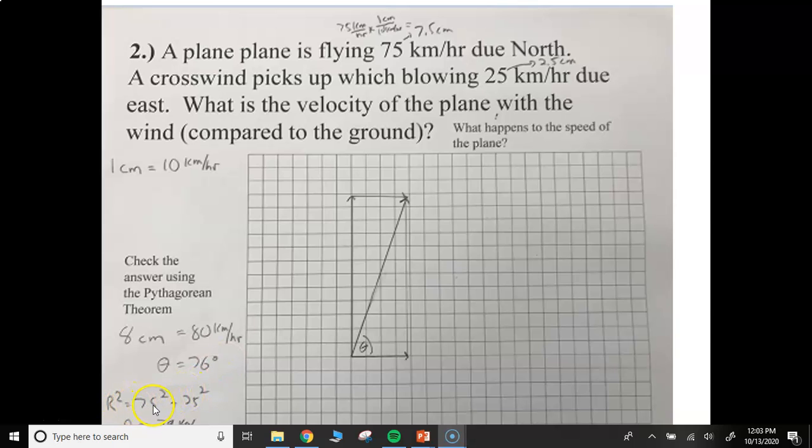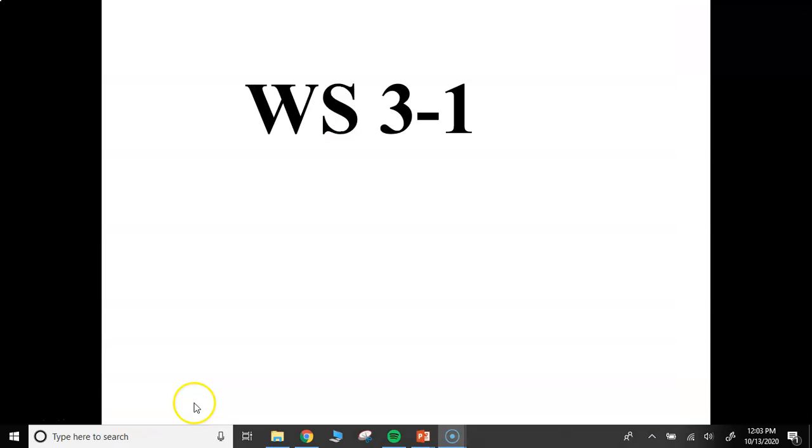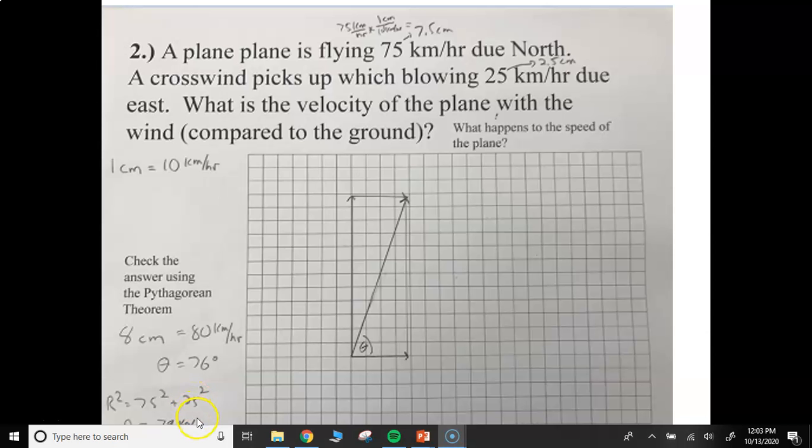And then compare that to Pythagorean's theorem. We get r squared equals 75 squared plus 25 squared, and that gives me 79 kilometers per hour. So we got 80 by doing it graphically. The correct answer is 79. We did pretty good. But one thing to note is Pythagorean's theorem does not give you the angle. So you've got to know a little bit more trig for that. So anyway, that is that. So go ahead and do the worksheet. There's a couple things to do on the back, and yeah, good luck.